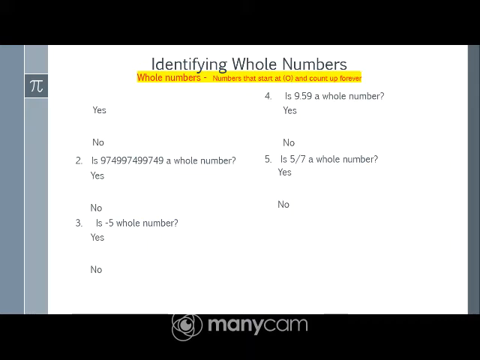Identifying whole numbers. Let's remember: what are whole numbers? Numbers that start at 0 and count forever. Alright, let's do the first number. Is 8 a whole number? Anyone? Yes or no? Yes, good job, everyone.